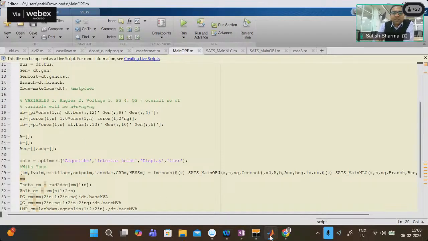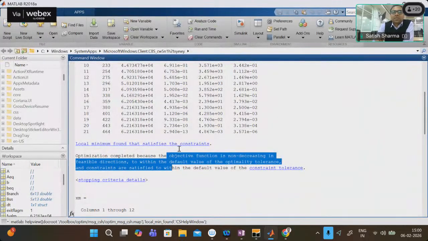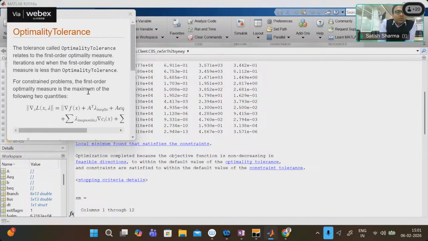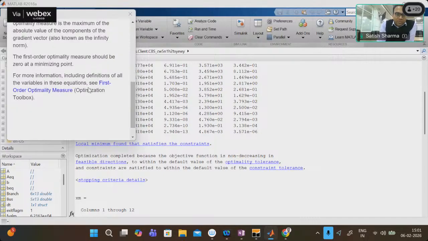It is clearly written here that a local minimum was found that satisfies all the constraints. So yes, we were able to find a minimum. A minimum is basically where the slope is zero at that particular point. Then it is also mentioned that the objective function is now not decreasing any further. We are trying to minimize the objective function, so it is not decreasing any further, and some tolerance has been defined, which is the optimality tolerance. We did not give a user-defined tolerance; whatever is the default tolerance, we used it. This is how the optimality tolerance has been defined.